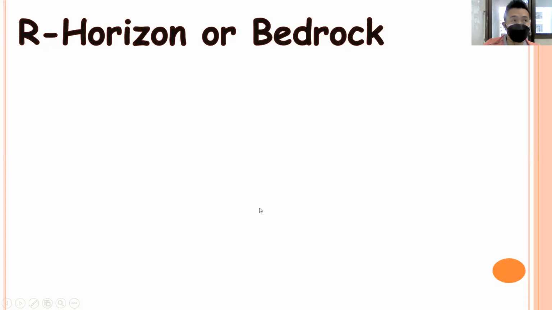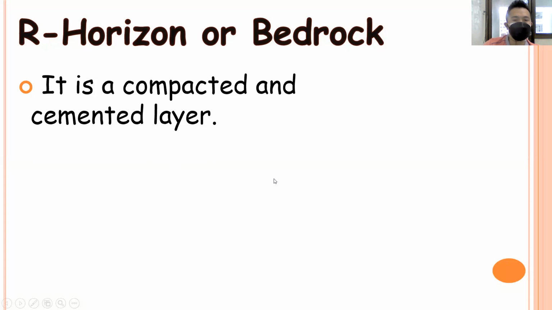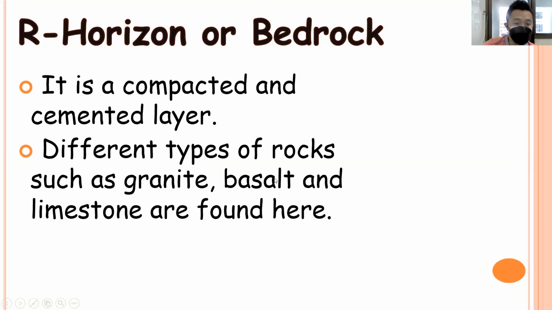The last soil that we're going to talk about is the R horizon. So what is the R horizon? The R horizon is also called bedrock. So it is a compact and cemented layer. Different types of rocks such as granite, basalt, and limestone are found here. As you can see, this layer, kids, is mostly stones. That means this last layer of soil is the hardest of all.